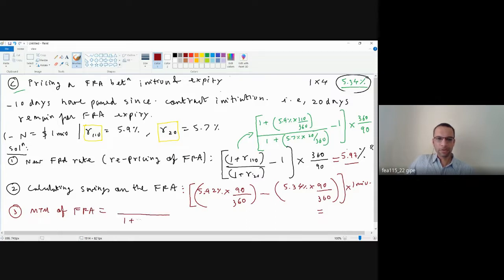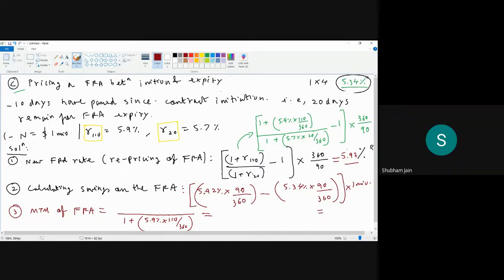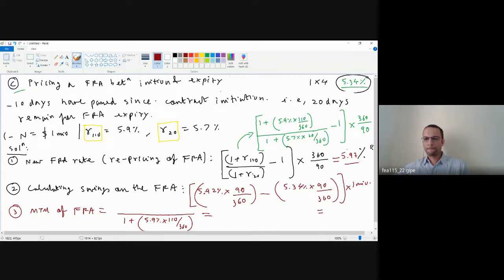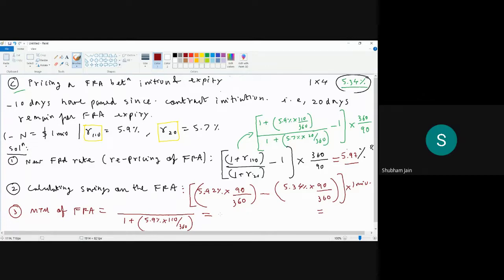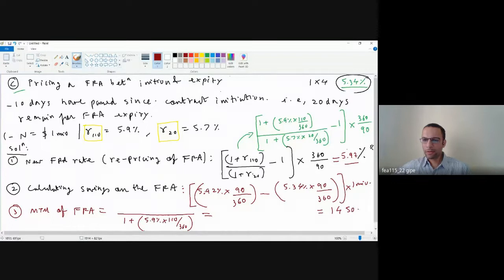This number upon the discount factor. It's still 110 days away, right? So I need 5.9% into 110 by 360. The number which you give me, I'll write in the numerator here. Yes, so 1450. So that's the final answer, is it? Second step. Okay, 1450. All right. Can I request you to do just one more step? So 1450 upon this discount factor.